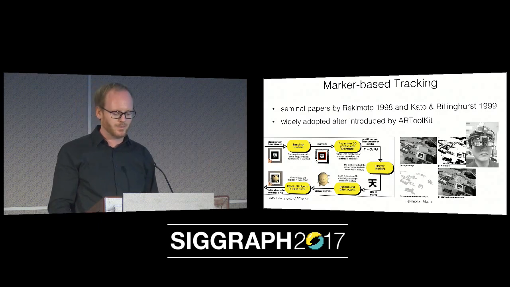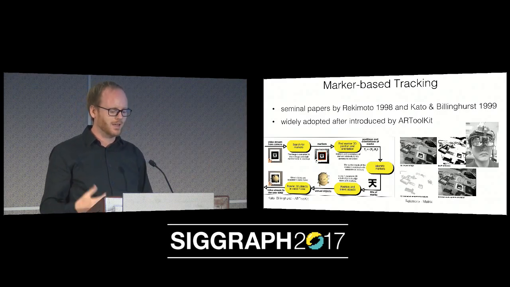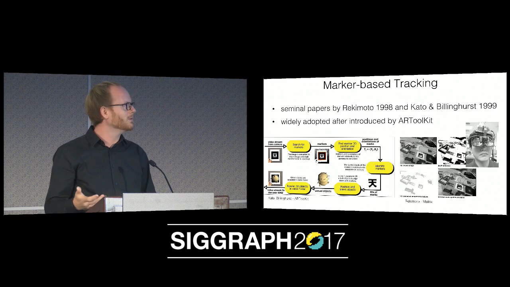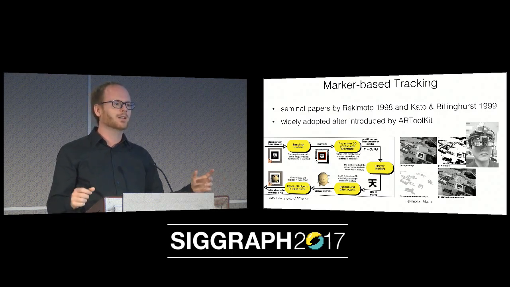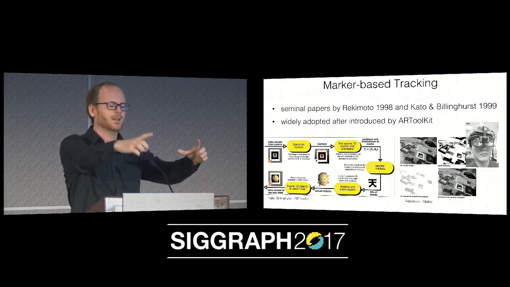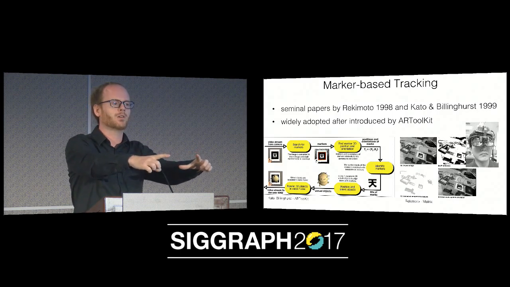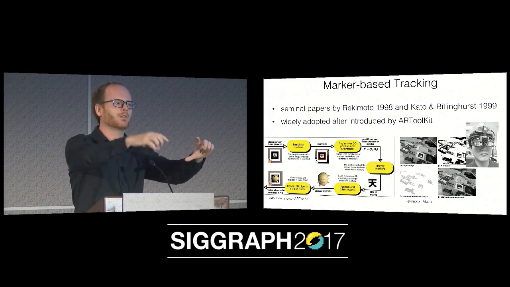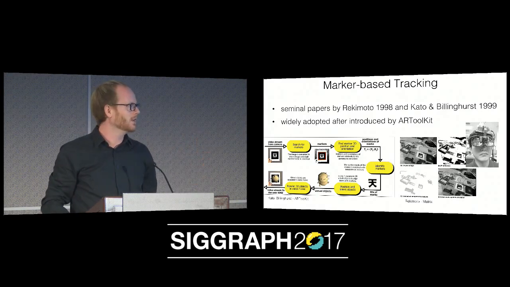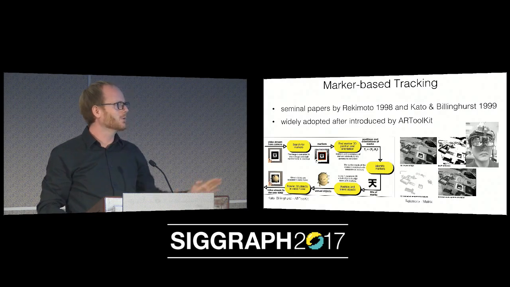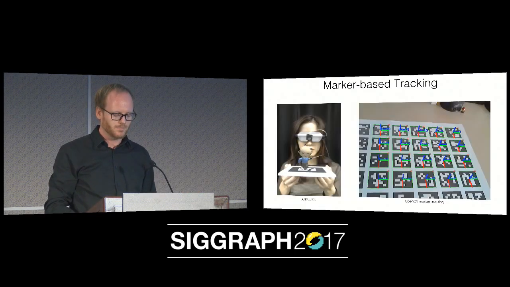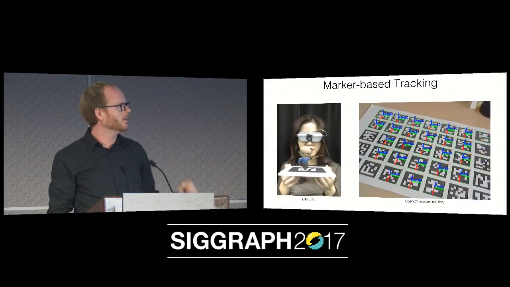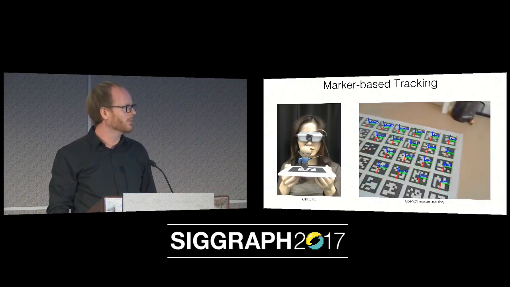something that you may remember from the 90s and early 2000s, which is ARToolkit. There were a couple of seminal papers on marker-based tracking. You basically have a camera on your headset, and the camera sees a square marker. It'll detect the four corners in the camera image, and then estimate the position and orientation of that marker with respect to the camera. So our mathematical approach is very similar to this. ARToolkit used it to put virtual objects on top of these markers.